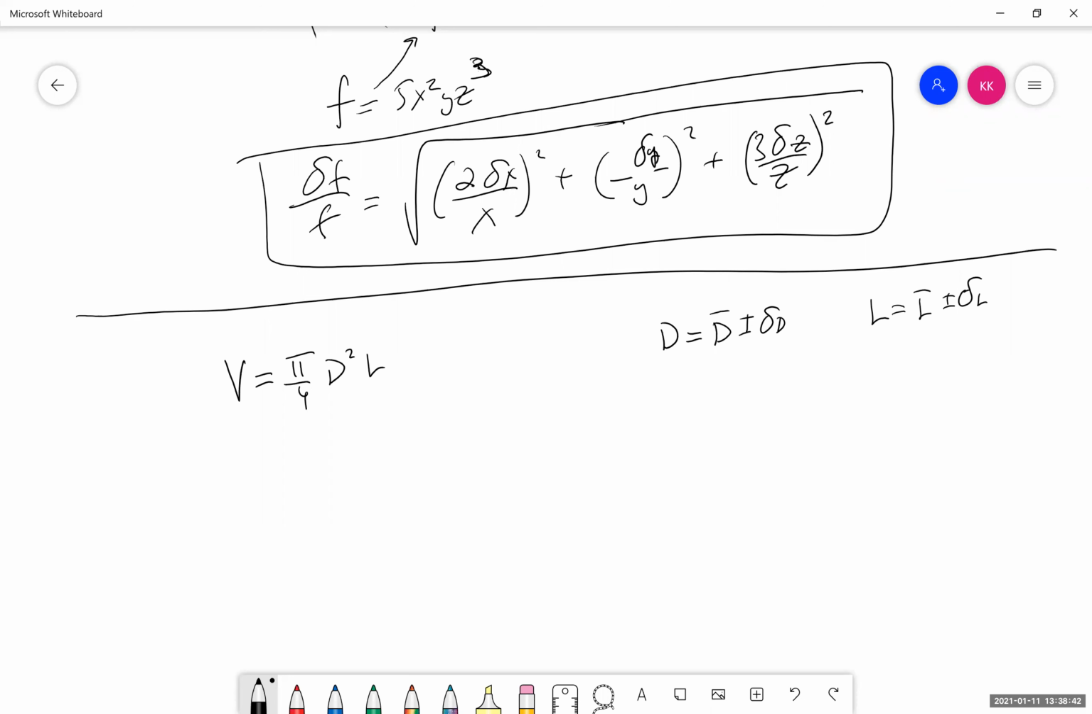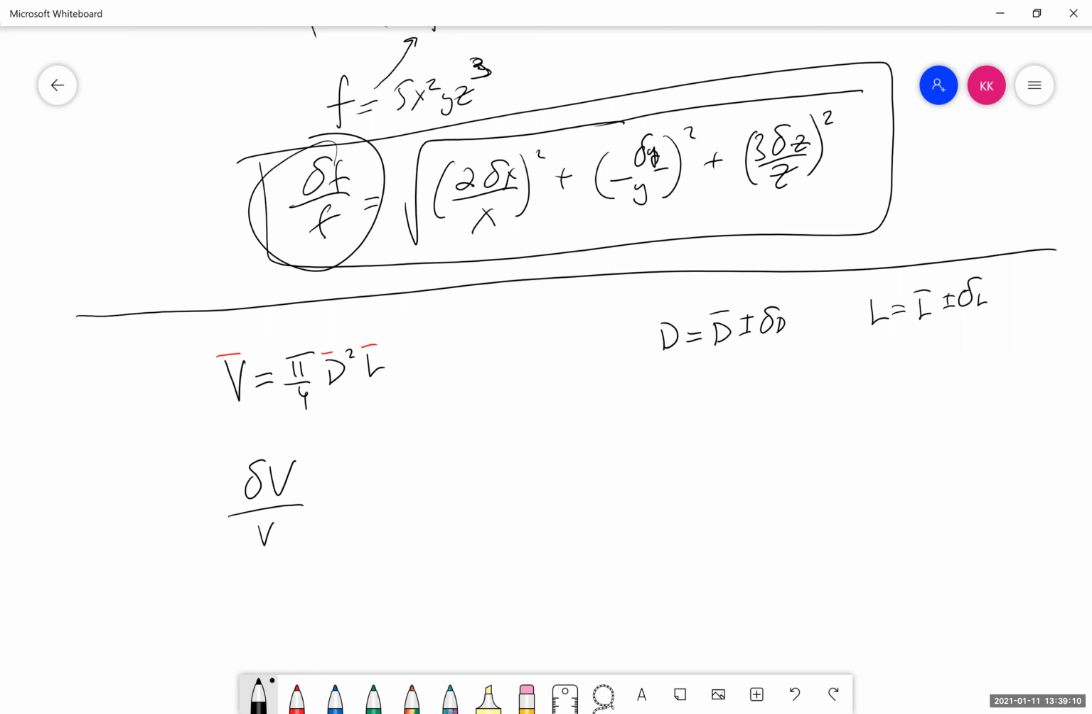All right. So in this particular example, remember, I will be using averages to calculate the average volume. And now how to find the delta V? Well, to find the delta V, we use this template of propagation of error. That means my equation should give me this delta V over V.